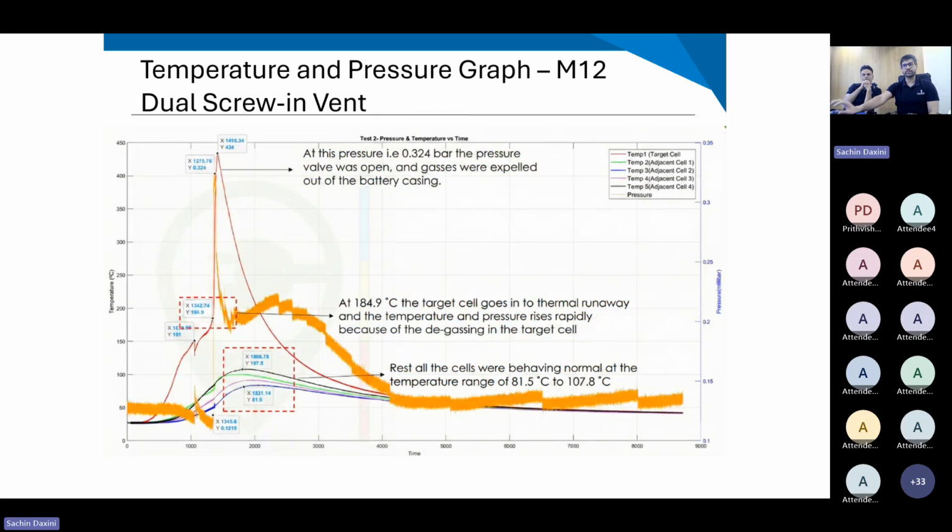Similar results were seen in the M12 dual vent. Again, the target cell reached a temperature beyond 400 degrees centigrade, the pressure was around 320 millibar, and degassing was observed from the vent. In both conditions, there was no damage to the battery pack, and no fire or explosion. So both these vents are said to pass the AIS 156 test. Now comes the vent selection for battery pack application, which Shantanu will tell.